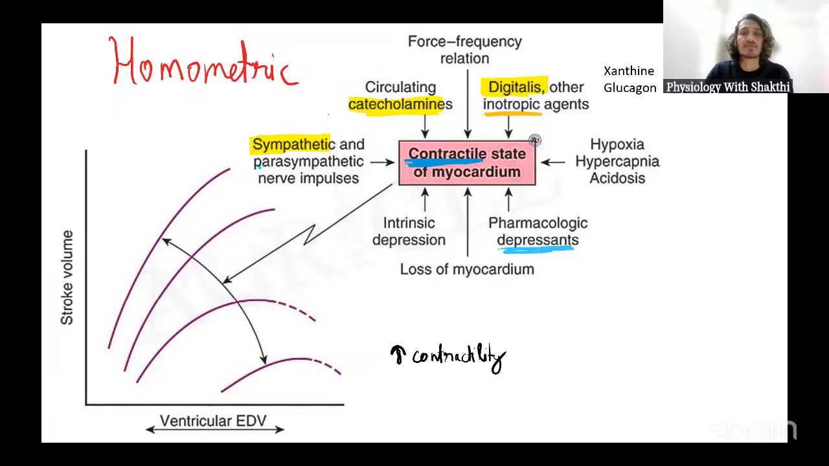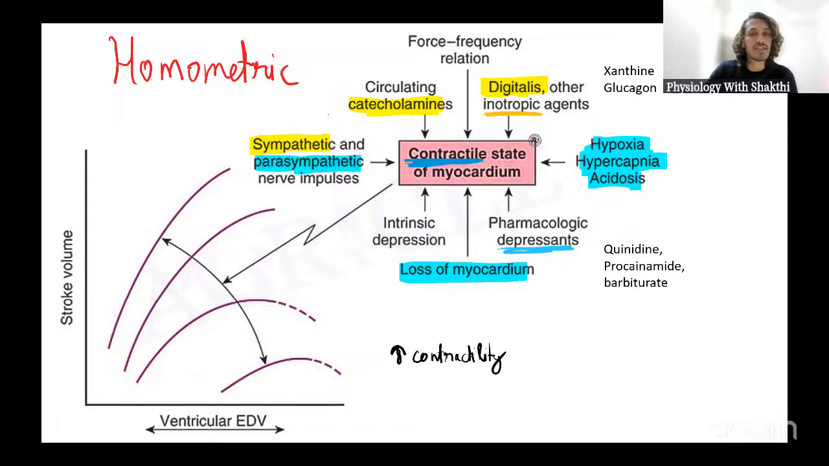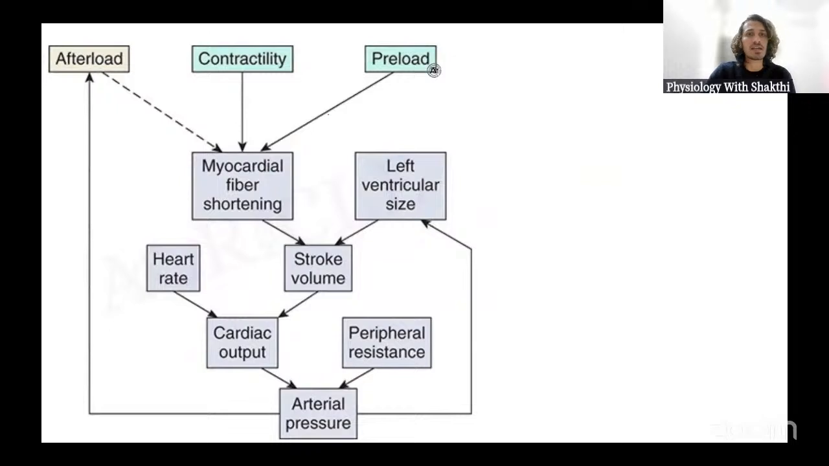On the other hand, if we give pharmacological depressants like quinidine, procainamide, barbiturate, there is some sort of loss of myocardium, hypoxia, hypercapnia, acidosis, parasympathetic activity, all of that will result in a decrease in the force of contraction. So under homometric, you can talk about things that increase, that is positive inotropy, and things that decrease, that is negative inotropy. Okay, so again, these are the various things that you have to talk about.